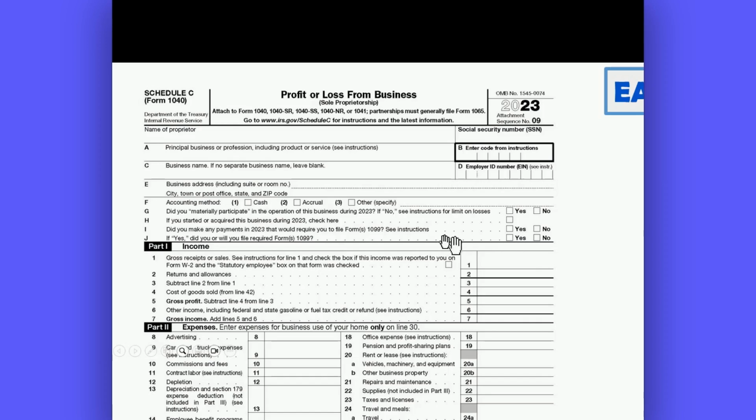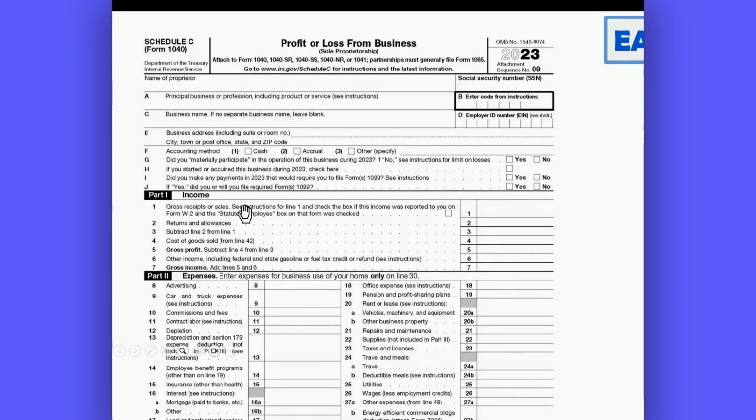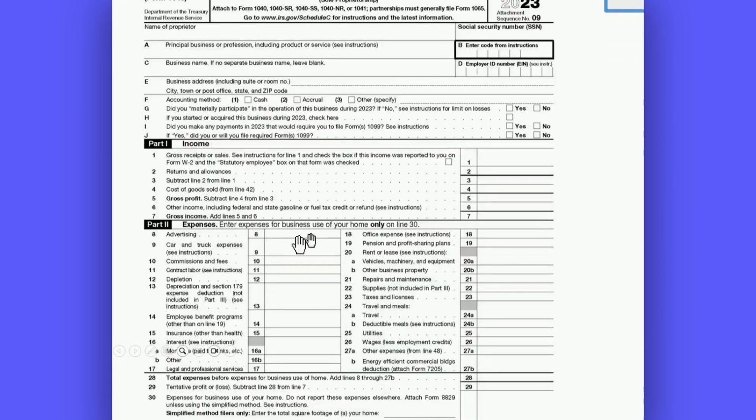So you want to make sure it's kind of a reminder that if you haven't filed the 1099s, you need to do so. But they just want you to acknowledge whether or not you did file those. Then we go on to the more familiar things that we've seen. Put in your income, cost of goods sold, your gross profit, other income gives you your gross income.